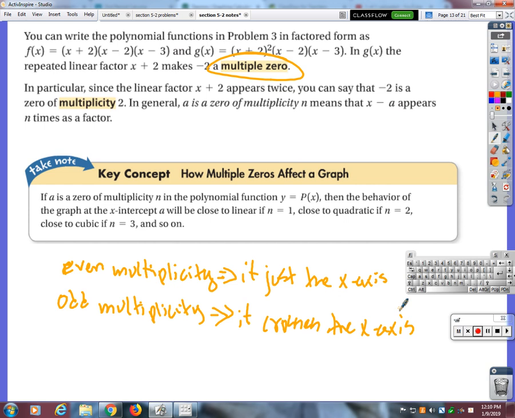I forgot a word there. Sorry. It just touches the x-axis. If it's an odd multiplicity, then it crosses the x-axis. And like I said, that is going to be important to us farther down the road. It just touches the x-axis or it crosses the x-axis.